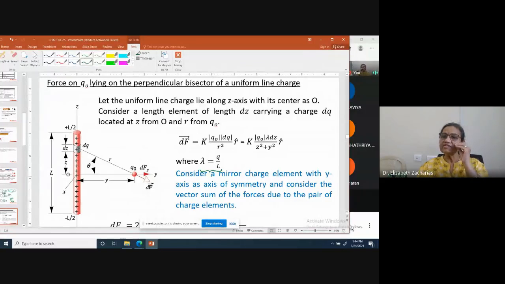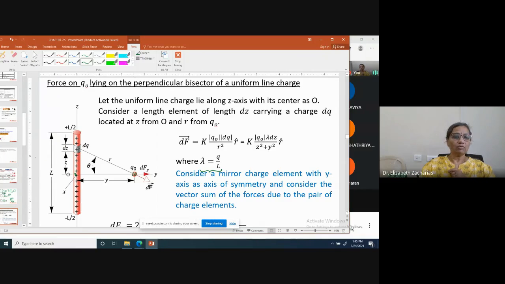Next thing is we want symmetry. Before that I will tell you what we intend to find out. We intend to take the perpendicular bisector of this line charge and call that axis the y-axis, call the midpoint the origin, call this axis the z-axis, and on the y-axis, at a distance y, we place a point charge q naught. We want to know what is the force on q naught because of q.